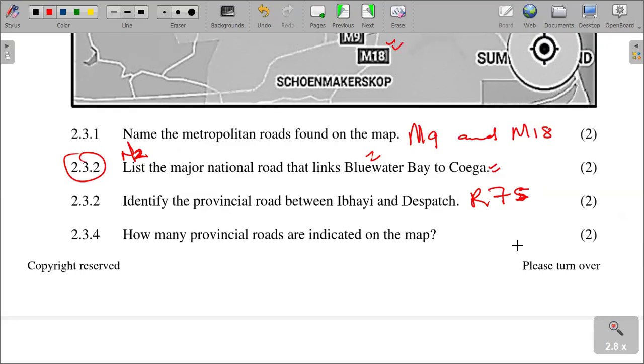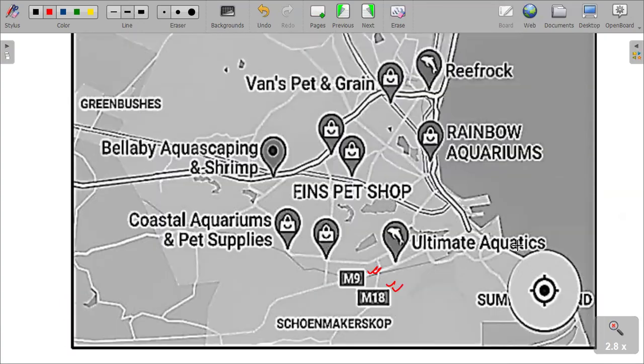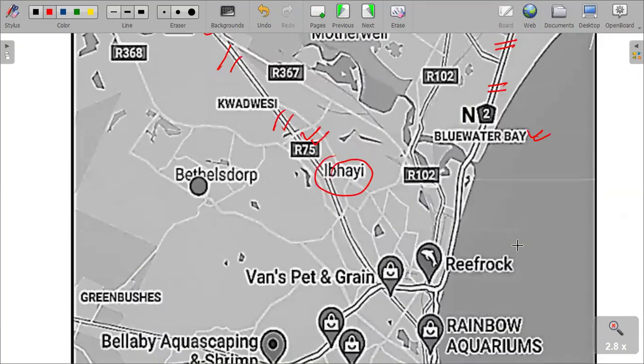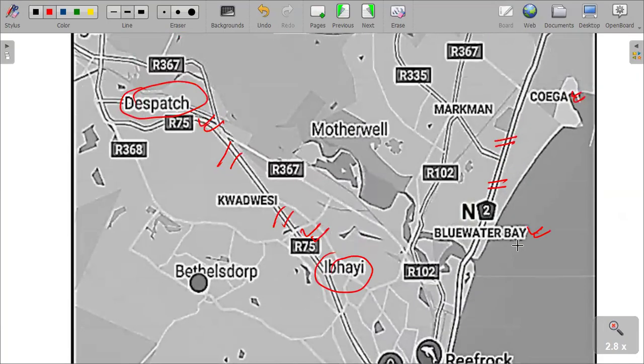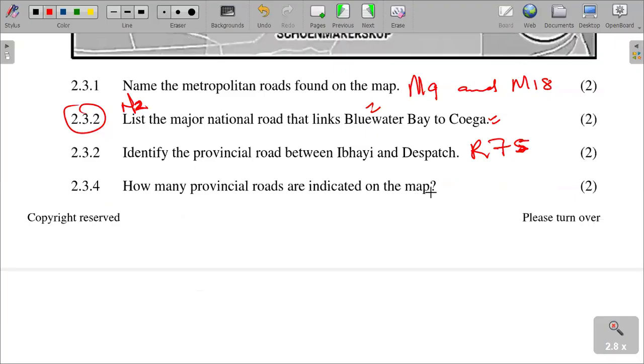And then, how many provincial roads are indicated on the map? We can count the roads there. If you check there, I'm seeing R365, R75, we have 368, and obviously this one is the same as that one, 335 and 101. So how many? There are 5 of them.